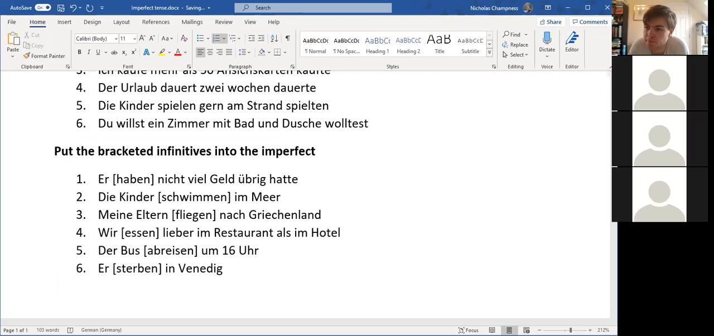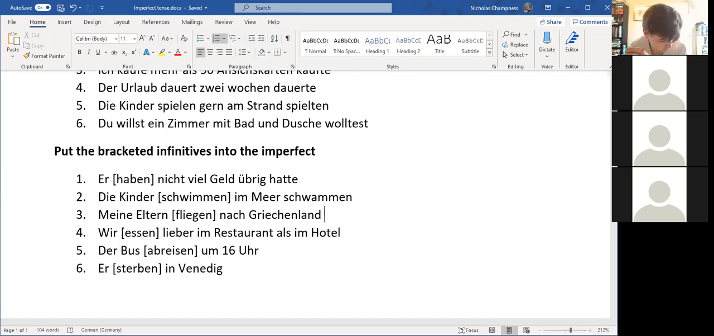This one? Schwammen. Schwammen, yeah. Fliegen? Is it flog? Yeah, that's irregular, I think. You're right. These ones are mostly irregular. But you've got the stem right. So flog, that's your imperfect stem. But then just look at the subject. Oh, with the te.